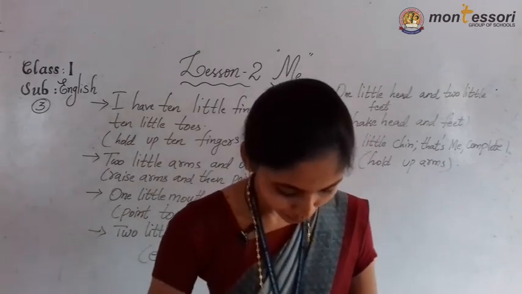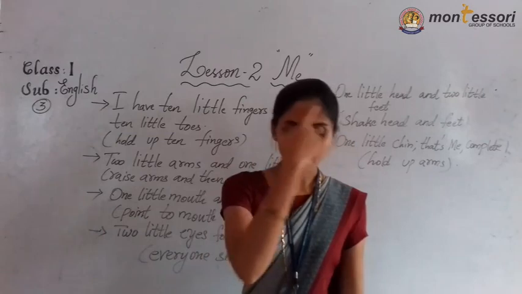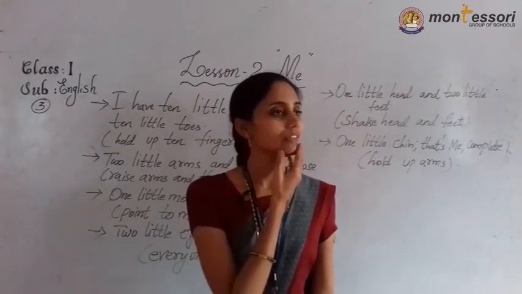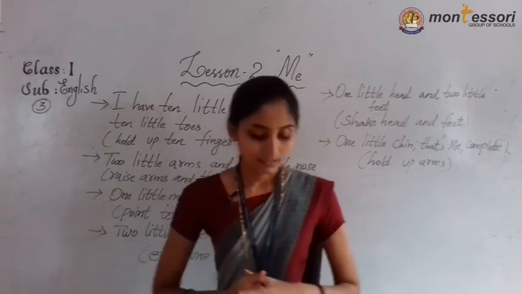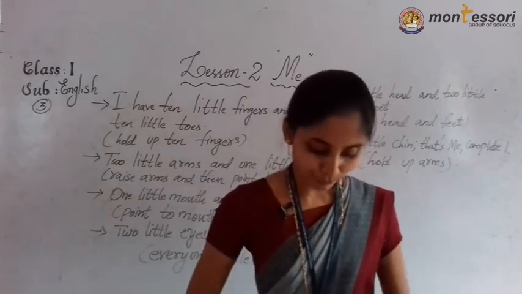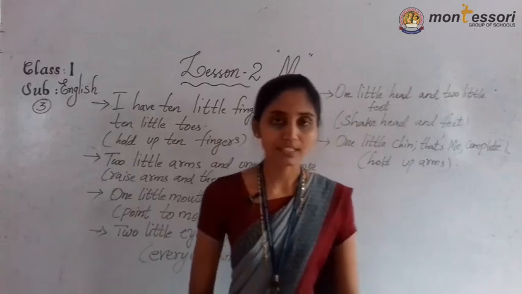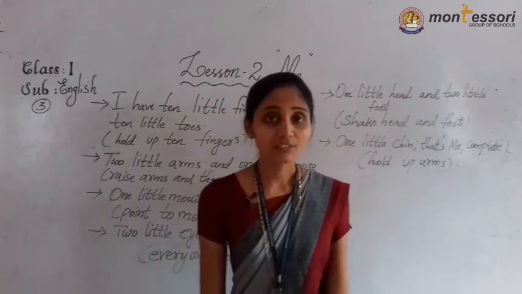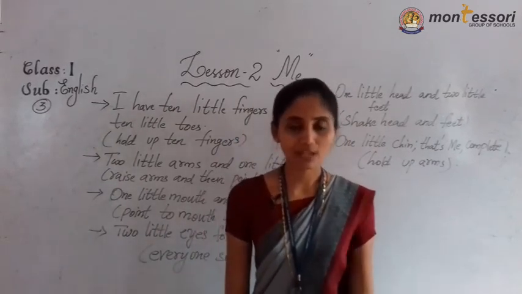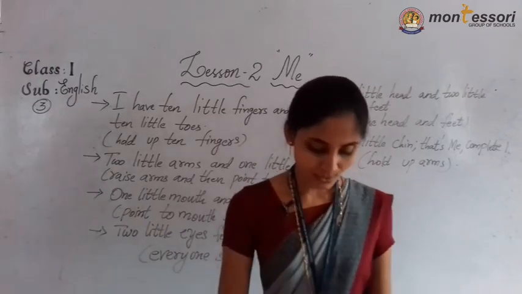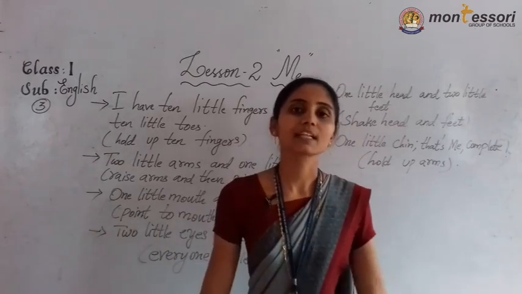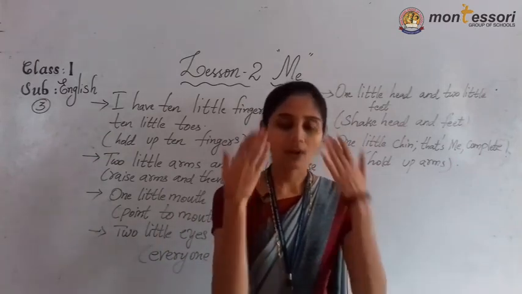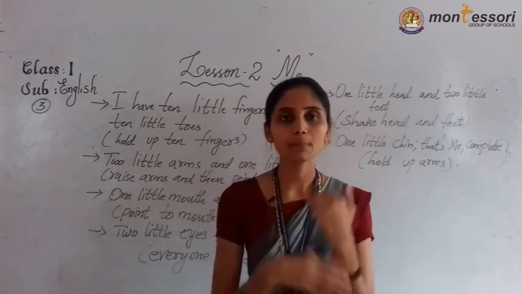Next, 1 little head. This is our head. We can shake our head right and left. Next, two little feet. We can tap with the help of feet. We can walk. We can run. Yes or no? Next, one little chin. That's me complete. That is me. I have explained about me, our body parts.